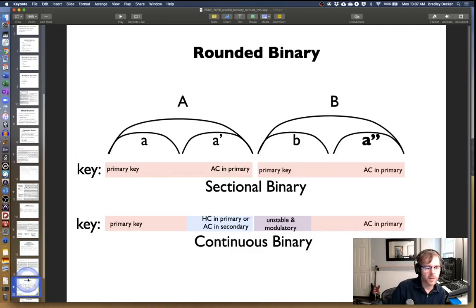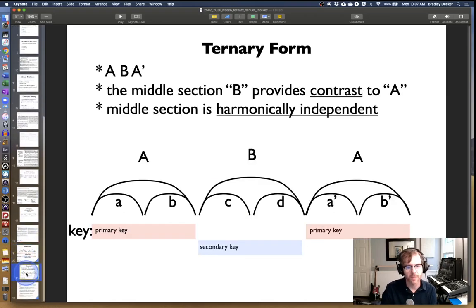And there are other examples here, but what I'd like to do is summarize by saying our rounded binary form has this design typically, where we have maybe one or two phrases at the beginning. A sectional binary will remain in the home key, and our digression usually stays in the same key, and then we have some sort of authentic cadence in the primary key. Continuous rounded binary form has a move to the dominant or relative major in the second half, and then we return via digression to come back to the home key at the end.